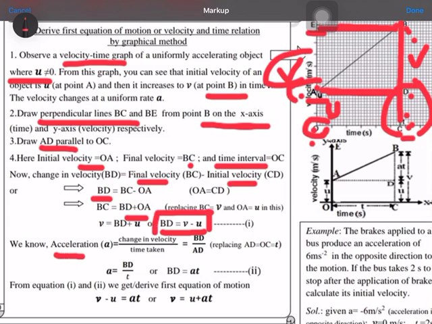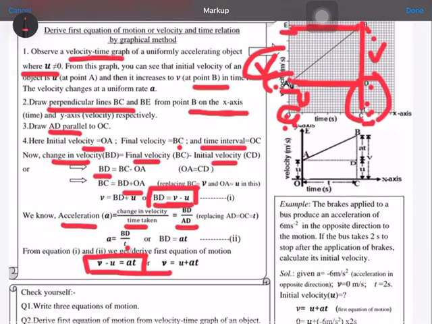Now what is acceleration? Change in velocity upon time taken. So change in velocity is BD, and time taken is AD or OC, both are same. So when we put a is equal to BD upon t, BD was v minus u, and t, so it becomes v minus u is equal to at. So this is the simple one.